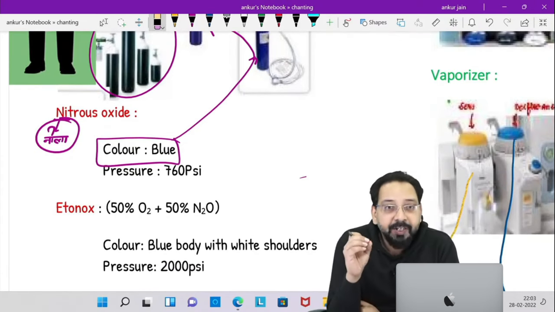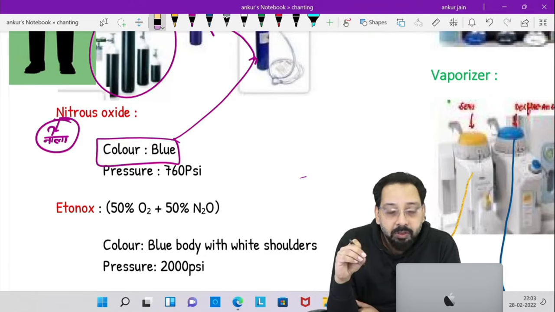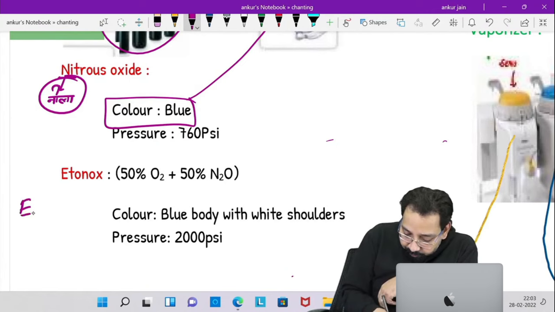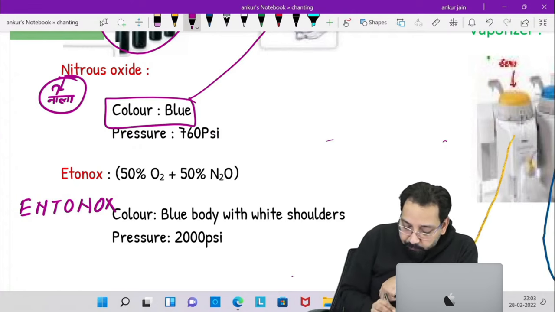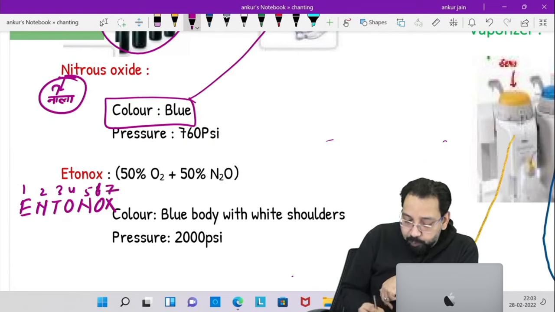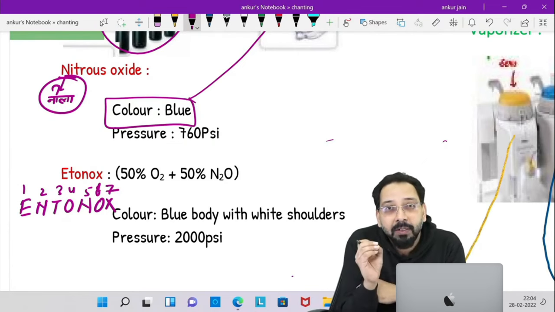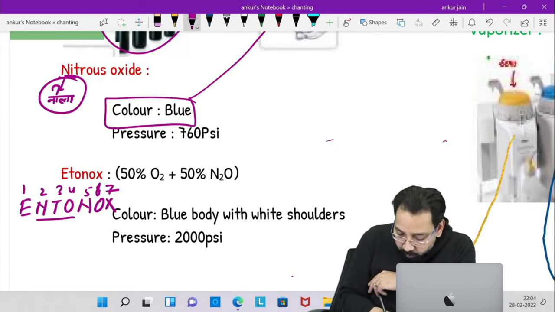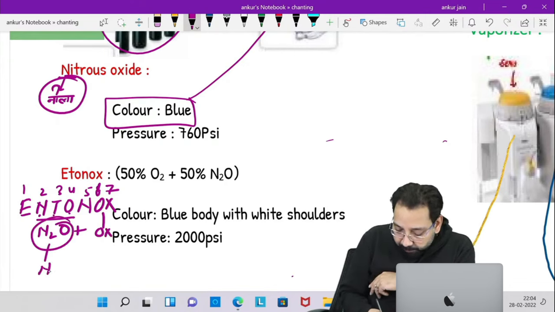This chanting is based on Dr. Ajay's notes, LMRP notes. Okay, so Entonox, E-N-T-O-N-O-X. If you count the letters, 1 2 3 4 5 6 7, you can easily remember that the pin index is 7. I will discuss it, don't worry. For the time being, Entonox is N2O plus oxygen, and you know N2O, Neela means blue.